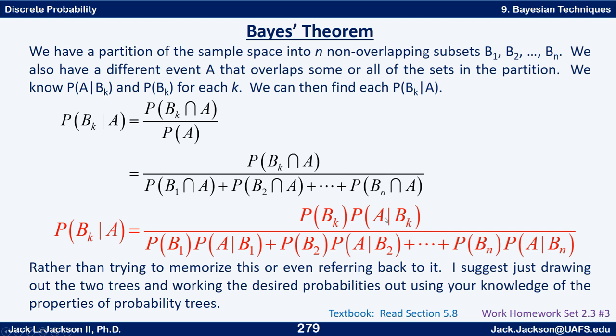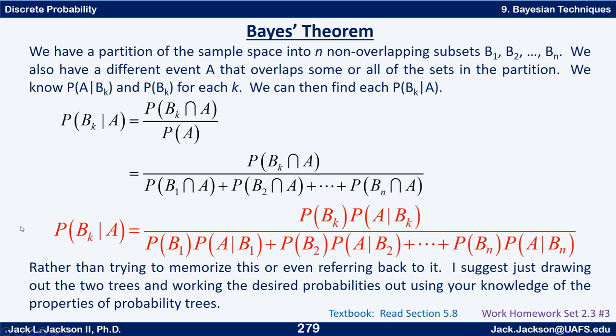So this guy right here in the numerator is one of these things in the sum at the bottom. It's the one we're interested in. So if we're interested in finding the probability of BK given A, we take that particular one. Like say we're finding B2. We want to find the probability of B2 given A. The numerator then is probability of B2 times the probability of A given B2. And the denominator has all of these added up, the probability of B1 times the probability of A given B1 plus the probability of B2 times the probability of A given B2, and so forth. Now, this is Bayes' theorem, this in red.